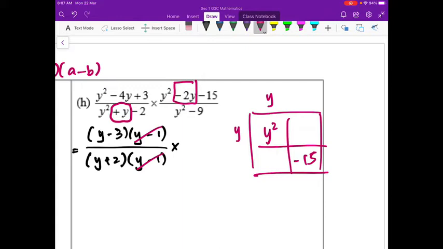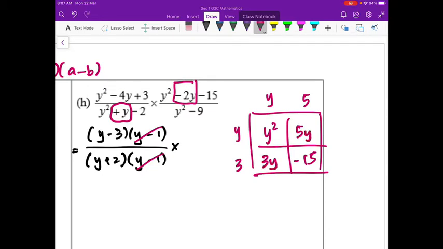So what other factors are there? 5 and 3, isn't it? 5y and 3y. Is there a possibility of getting 2y? Definitely. Let us put a 5 and a 3 without caring about the sign first. Don't care about the sign. So 5 times y, we get 5y. y times 3, we get 3y.